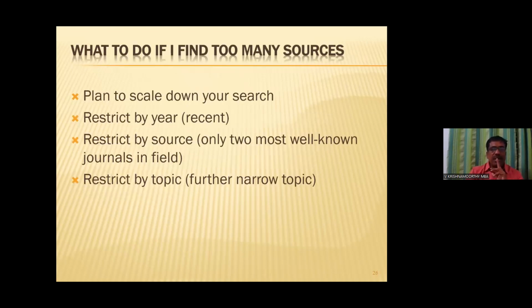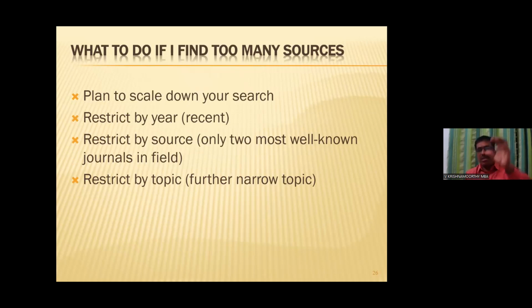Say for example, what to do if I find too many sources? Sometimes you can get several research paper. In such circumstances, what you can do is plan to scale down your research. You can also restrict by years. You take only last 5 to 10 years. You can also restrict by source.